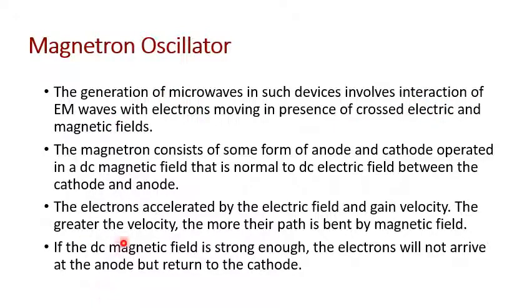The electrons which are initially emitted by the cathode are going to get accelerated by the electric field and they will gain velocity. The greater the velocity of the electrons, the more their path is going to get bent by the magnetic field. If the DC magnetic field is strong enough, the electrons will not arrive at the anode but return to the cathode, and that causes a back-heating effect.